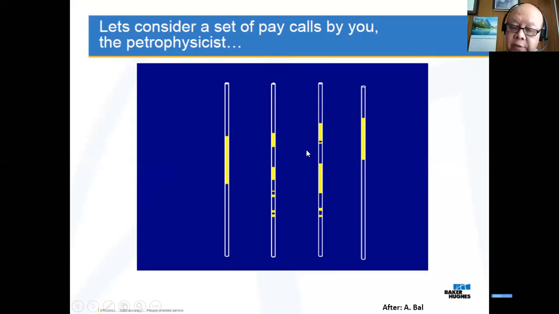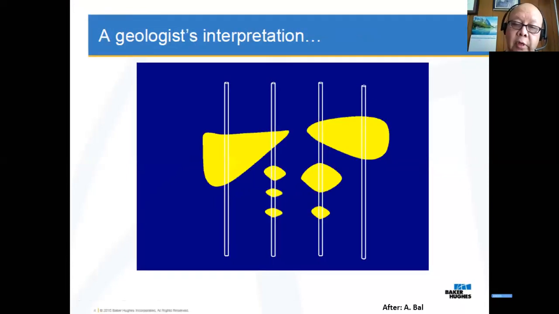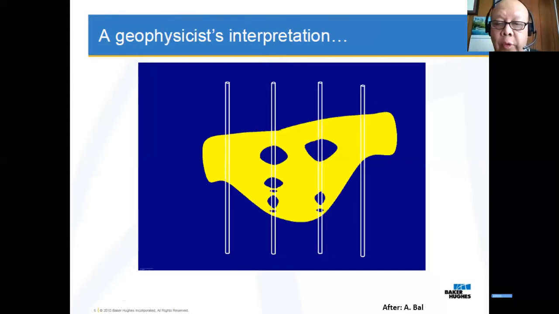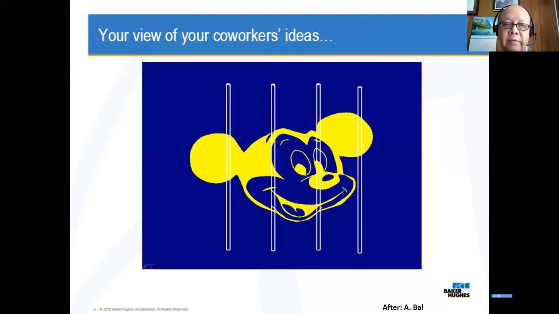So if you give this set of logs or set of well columns to the geologist, that would probably be his interpretation. Okay, so he would have two sands connected to a sheet sand here, these two sands connected to a sheet sand here, and you have a couple of sand bodies here. And the same set of logs and same set of information, a geophysicist will probably look at it like this. Okay, of course, the next slide I'm going to show you is a bit of a joke, not to offend anybody, but here it is, how a petrophysicist will be looking at the other people's work.